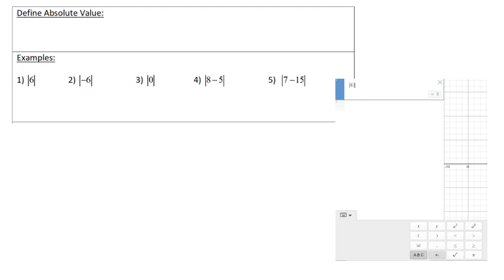And when we see a number inside the absolute value symbols, which are those straight lines up and down, we know that we want that number or that expression's distance from 0. So we're going to say a number's distance from 0.